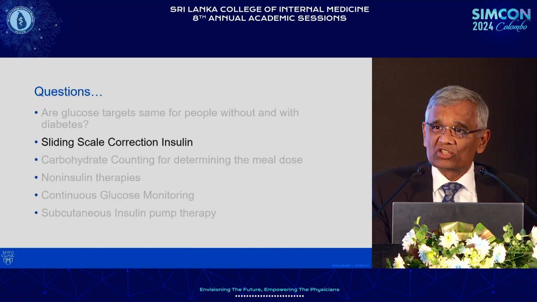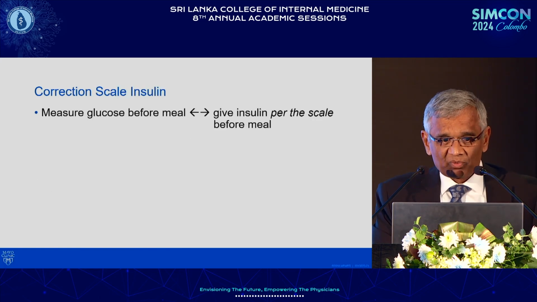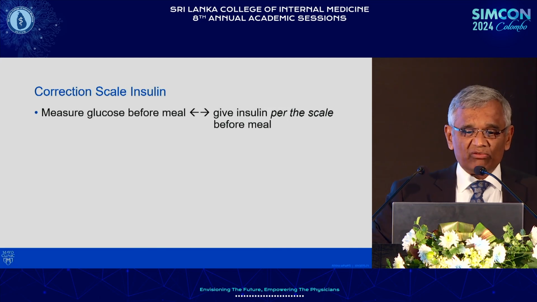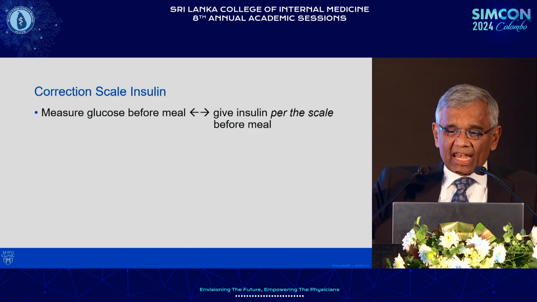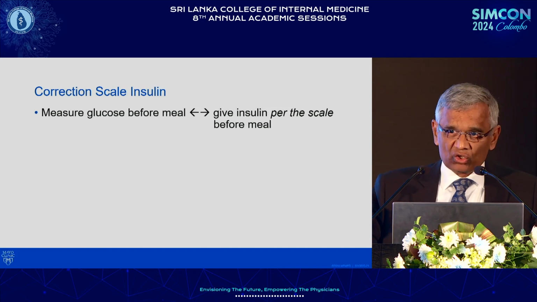Coming to the next question, what on earth is this sliding scale insulin? Well, there is one scale which we call correction scale of insulin, when we measure glucose before a meal and give insulin per a scale before the meal, the dose given before the meal.